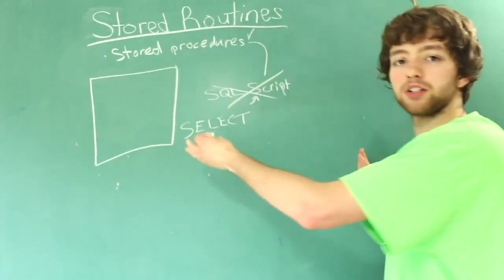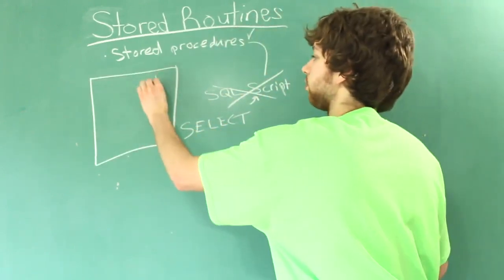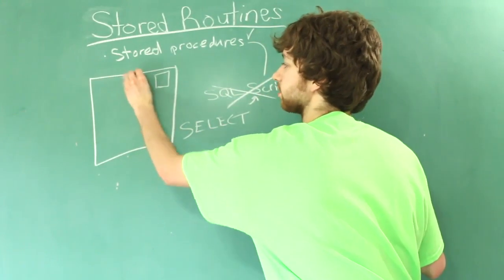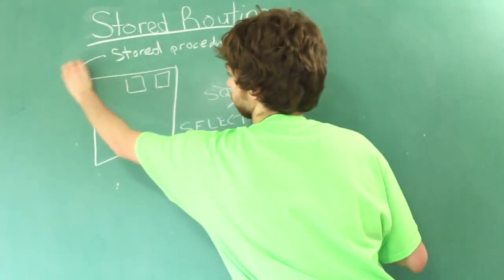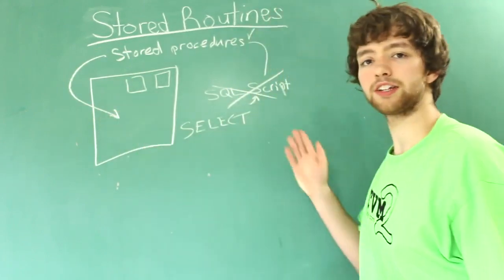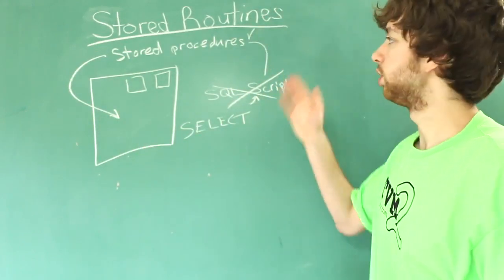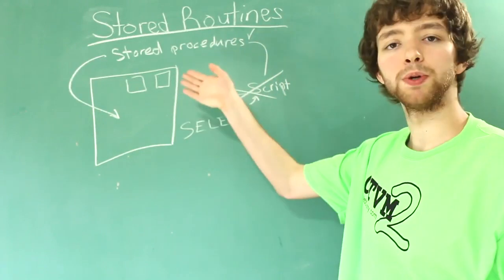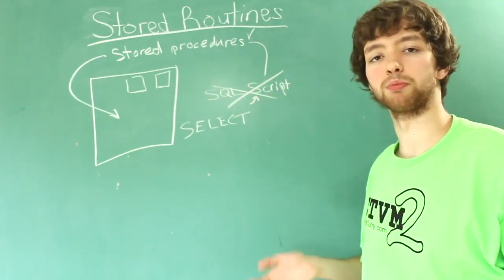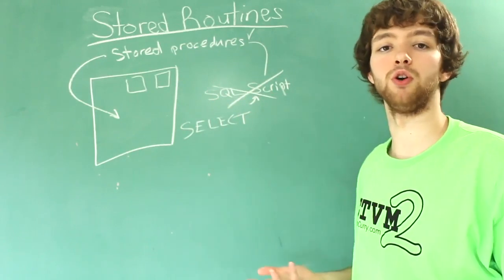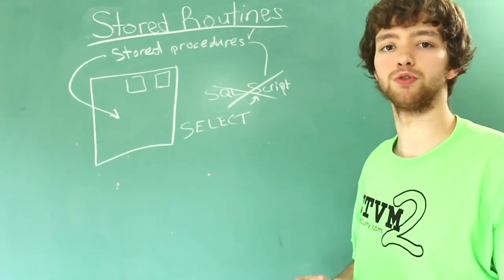So let's say this box here is your database, and you can have all kinds of tables in your database and all kinds of goodies like that. Well, one thing you can put in here are stored procedures. SQL scripts are a separate file. With stored procedures, when you open your database in your database management system, you can find all of your stored procedures and call those from your code. And that's just really super useful.